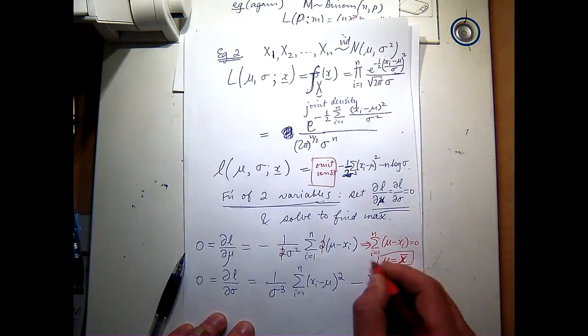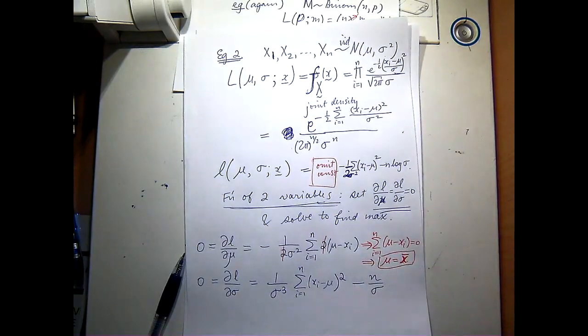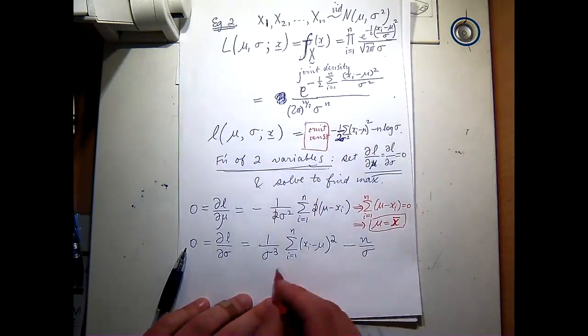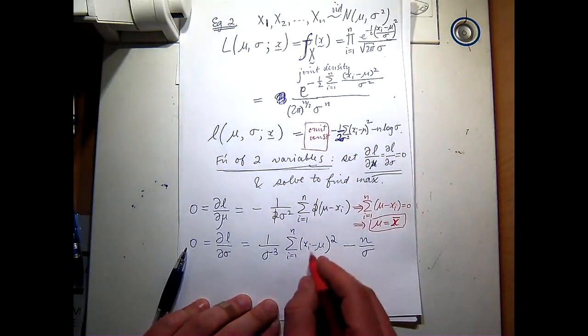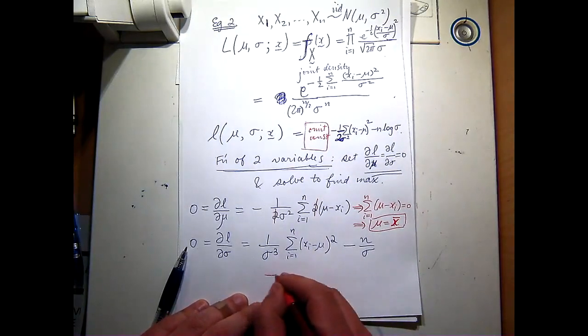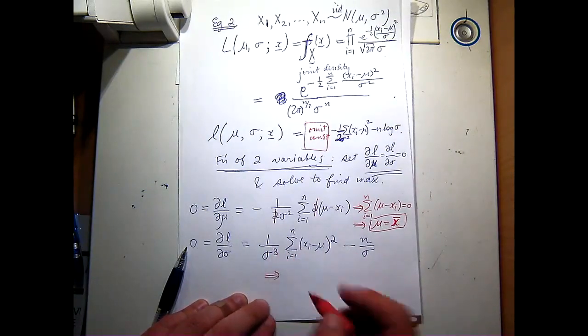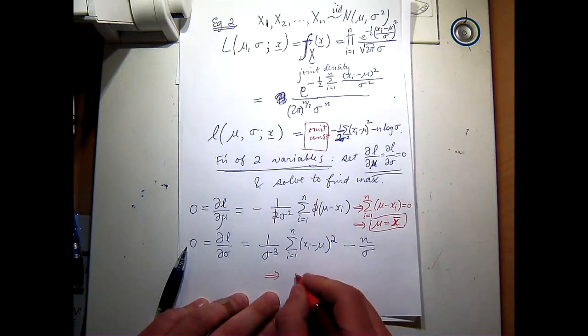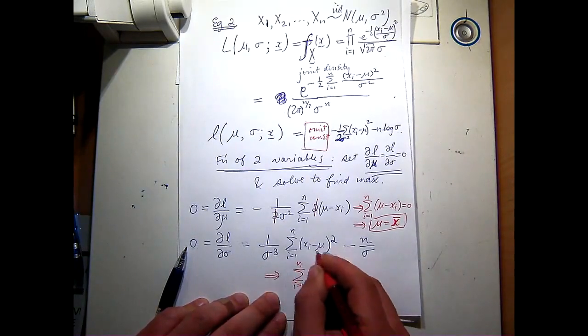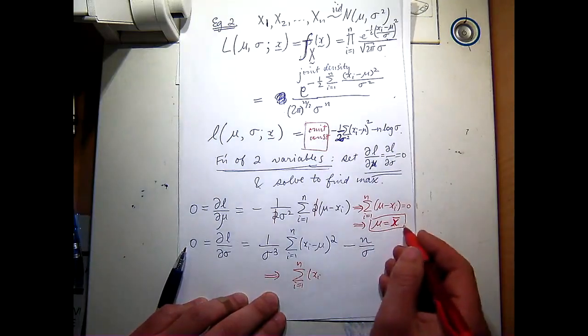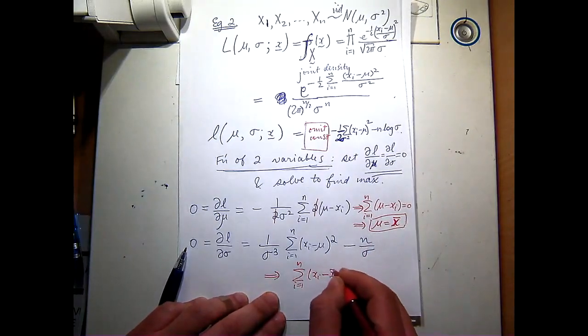So straight from the first equation I solve and I find mu equals x bar. And then on the second equation, I know that mu equals x bar, so let's multiply through by sigma to the power 3 so I don't have denominators. Sum i equals 1 to n, xi. Now I'm allowed to put mu equals x bar because that was the only possibility here. Xi minus x bar squared.